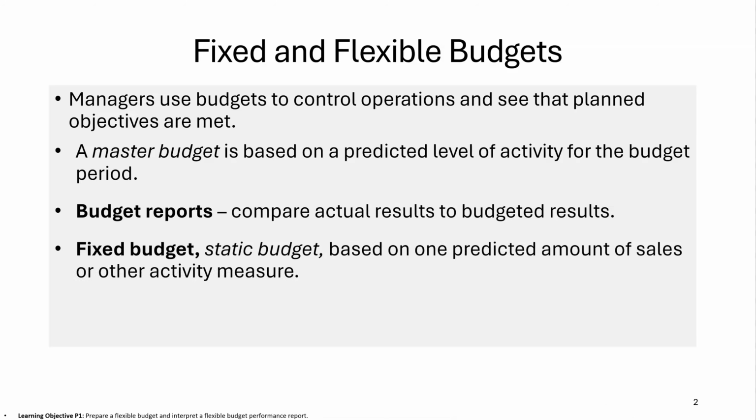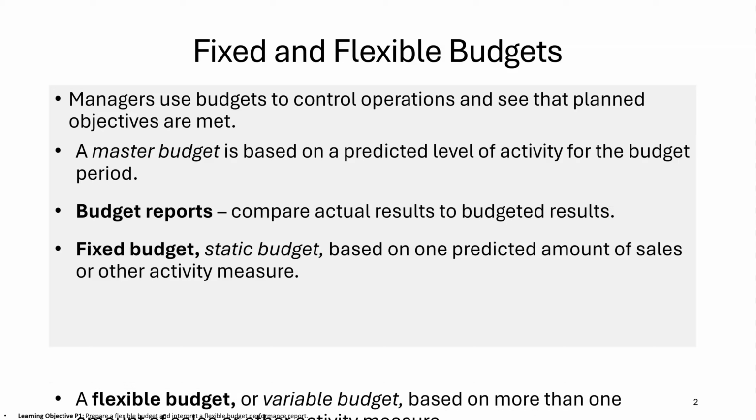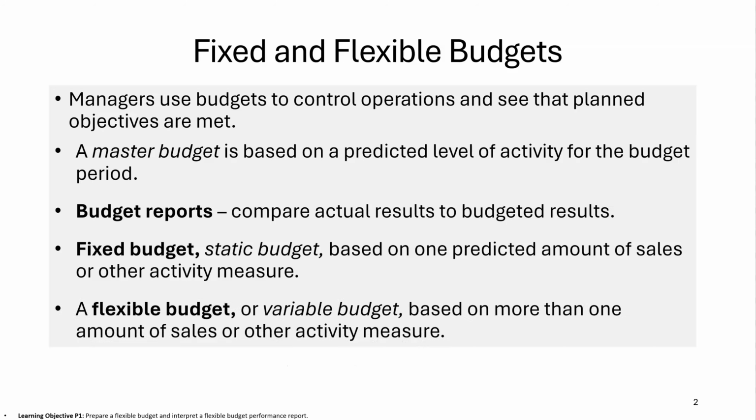A fixed budget is a static budget. What it does is just look at one level of sales, but it compares it to actuals, which may vary. A flexible budget, or variable budget, is where we do the budget based on different levels of activity. So when we compare actuals to the budget, we get a closer view of what actually has happened.